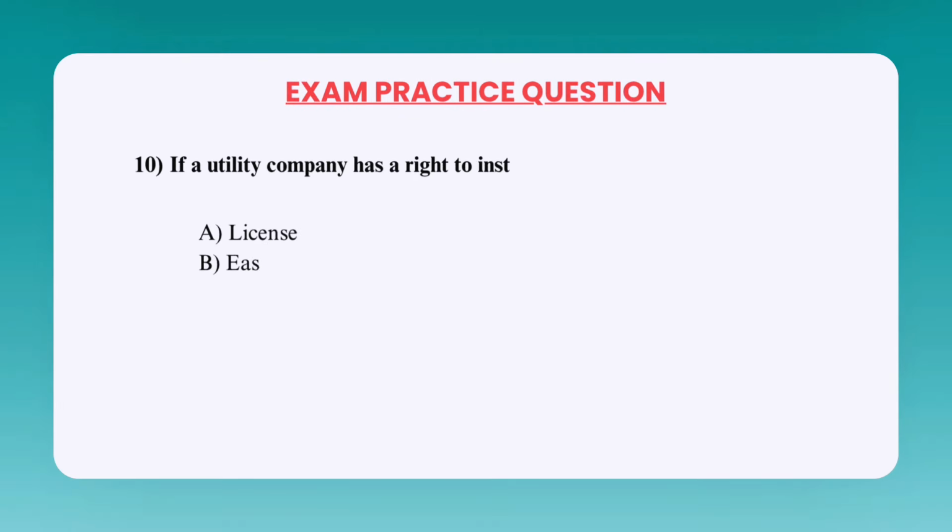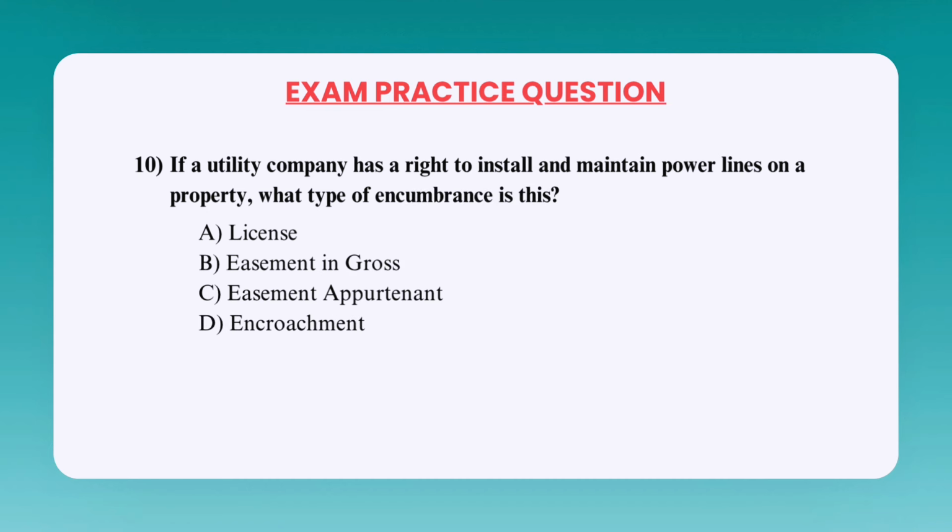Number 10, if a utility company has a right to install and maintain power lines on a property, what type of encumbrance is this? Is it A, a license, B, easement in gross, C, easement appurtenant, or D, encroachment?